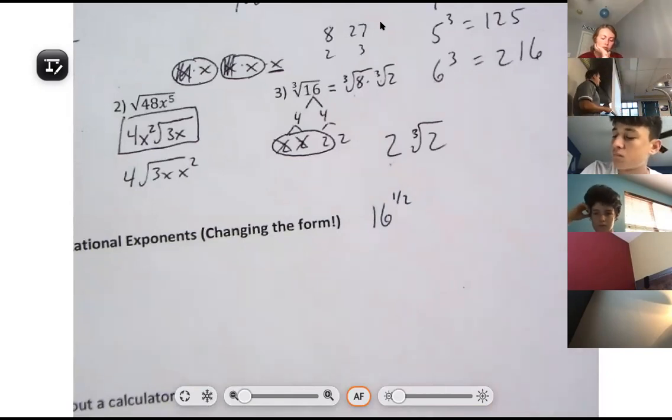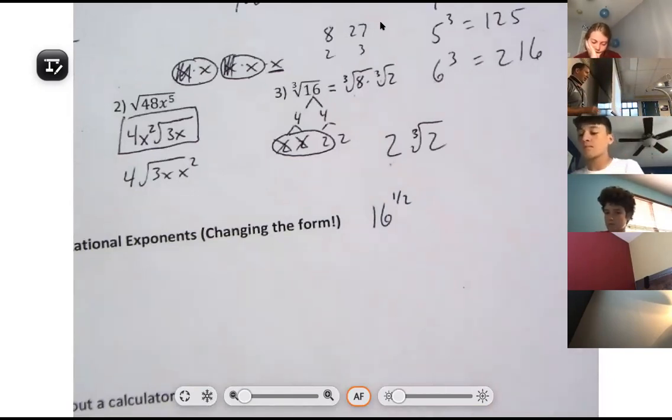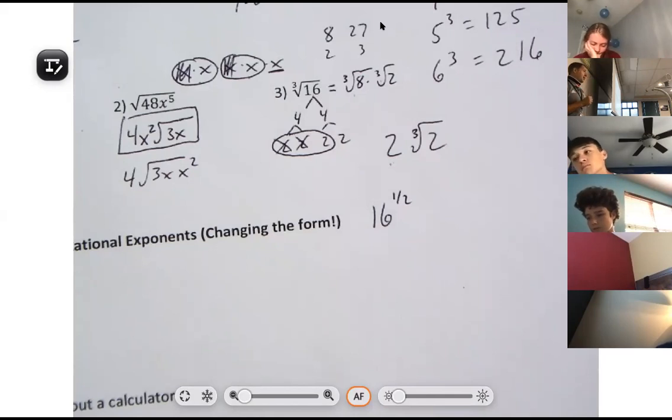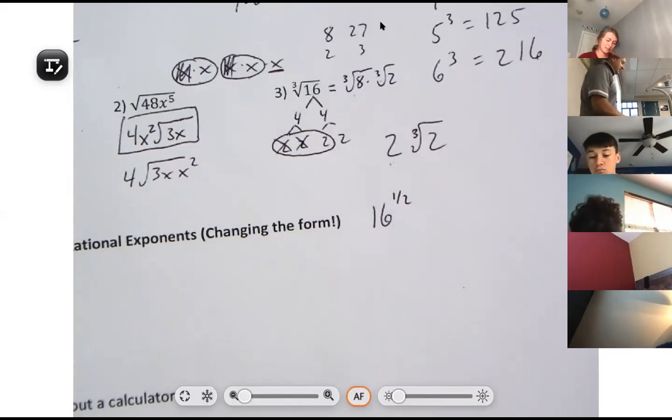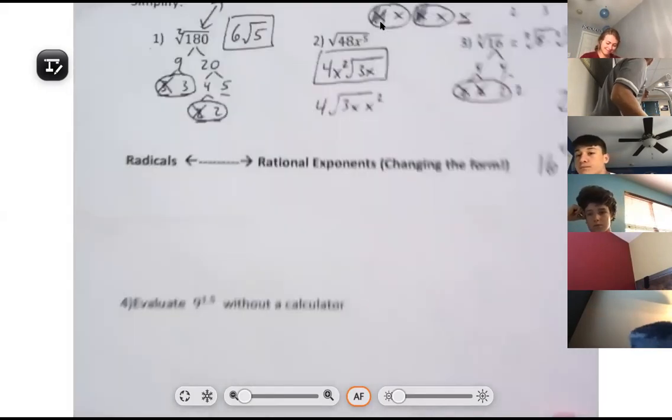what 16 to the 1/2 power is, without a calculator. 8? Nope. 4. Why? We know why, unless you're just throwing out a guess. It is 4. If you were multiplying it by 1/2, you'd get 8. But you're square rooting it. If you take something to the 1/2 power, that's the same as taking the square root of a number. Okay, so for instance, I'm going to write a little list here.